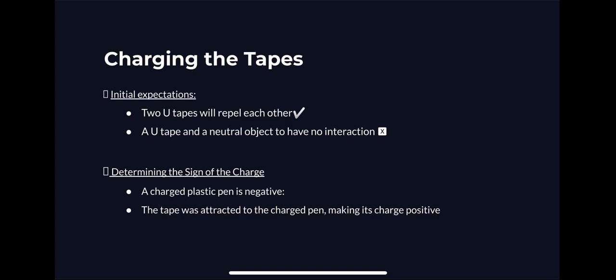The beginning of the experiment involved testing how the charged tapes interact with their environment. Initially, I expected two charged tapes to repel each other. This proved to be true, as tapes have the same charge and like charges repel. I also initially expected a charged tape to have no interaction with neutral objects. This was not the case, as we now know that the tape was attracted to neutral objects due to their polarization. Next, I was able to determine the sign of the tape's charge by holding it up to a negatively charged pen. Because the tape was attracted to the negative pen, we can determine that the tape is positively charged.